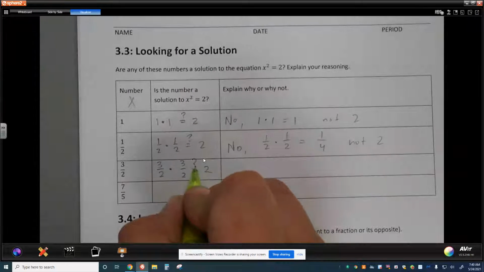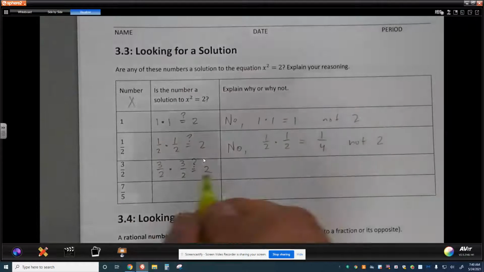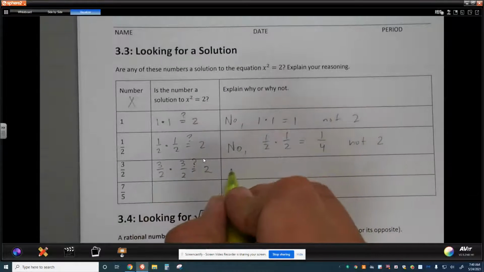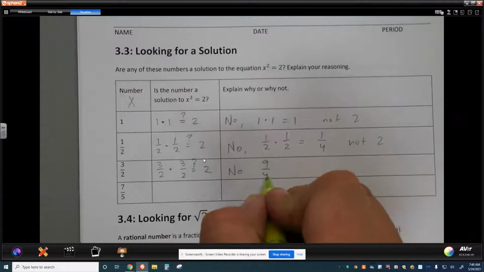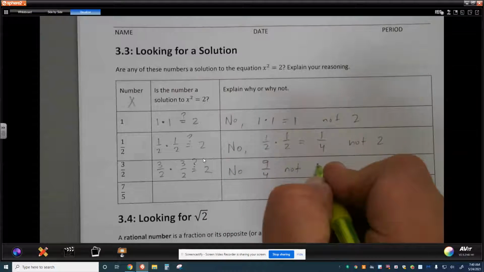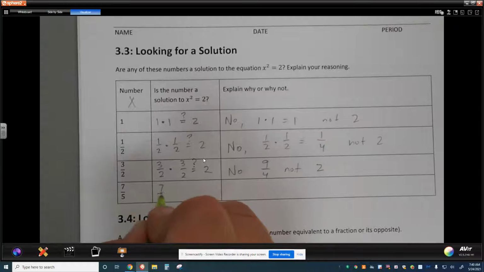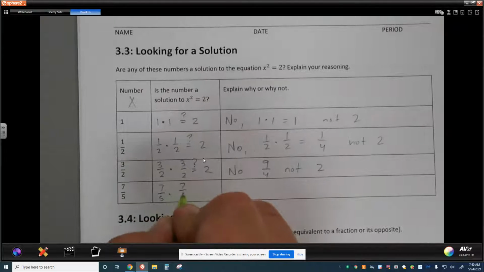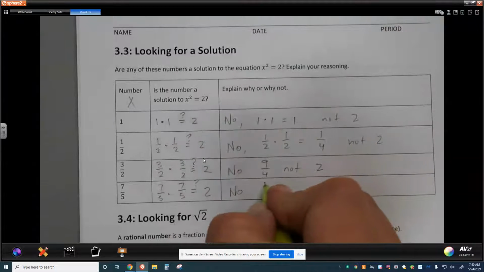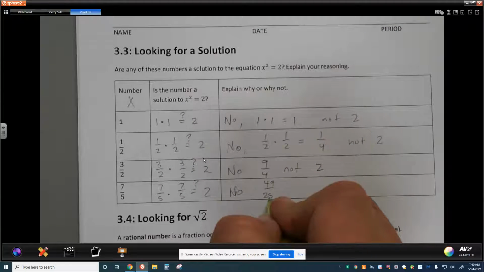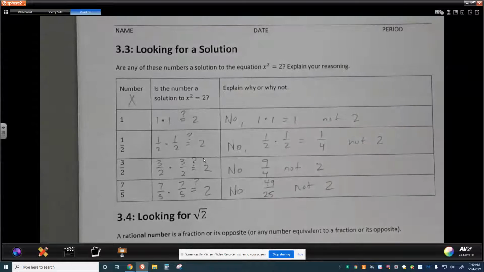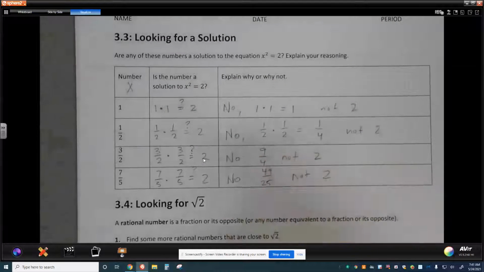Now you'll notice I have a question mark above the equal sign. That's just simply stating, is this a true statement? 3 halves times 3 halves is 9/4, which is not equal to 2. And we do 7/5 as x, so 7/5 squared, is that equal to 2? And we see that that's a no as well. This is 49/25, which is not 2. So they're close, but they're not equal to 2, at least these two right here.